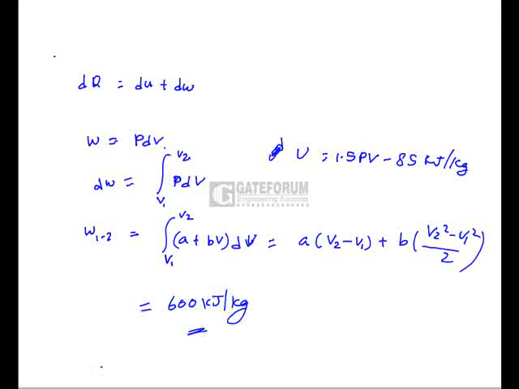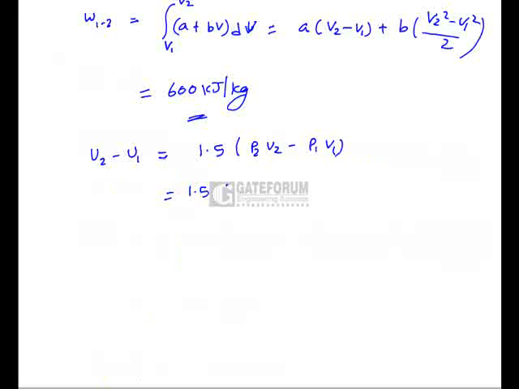So coming to the change in internal energy, it is equal to U2 minus U1, because it is a property of the system, so we can write it as U2 minus U1, that is 1.5 into P2 V2 minus P1 V1. So which gives 1.5 into, P2 is 200 and V2 is 1.2, minus, sorry, P1 is 1000 and V1 is 0.2, which gives a value of 60 kilojoule per kg.